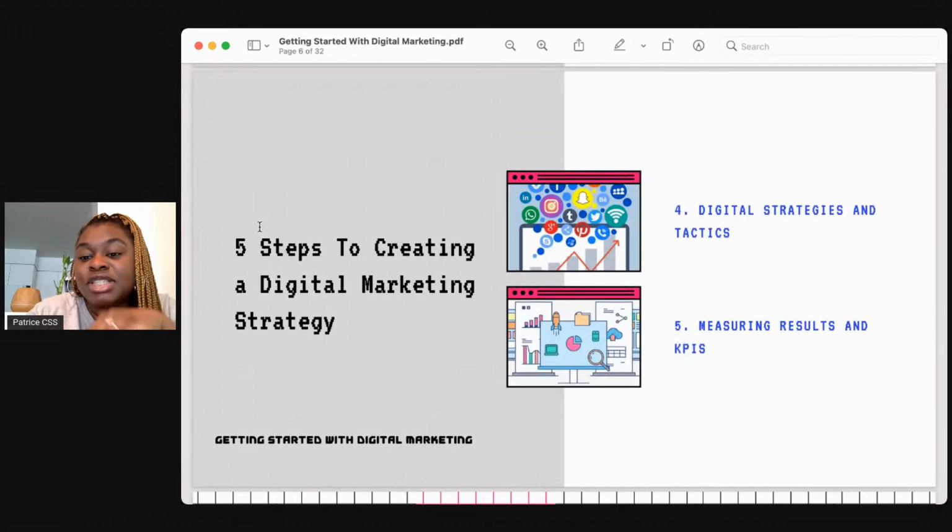Step 4, digital strategies and tactics. And step 5, measuring results and KPIs. Now, as I've just said, all of this can be stretched out. Each one of these steps could be an entire semester's worth of learning at university if we really wanted to go into detail, but we're not doing that today.